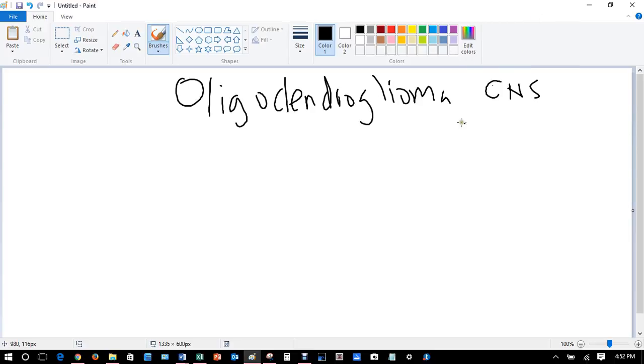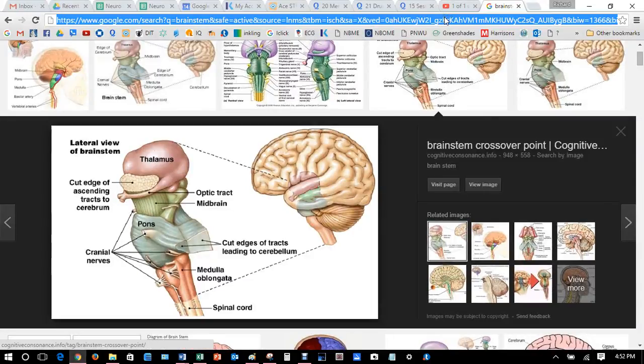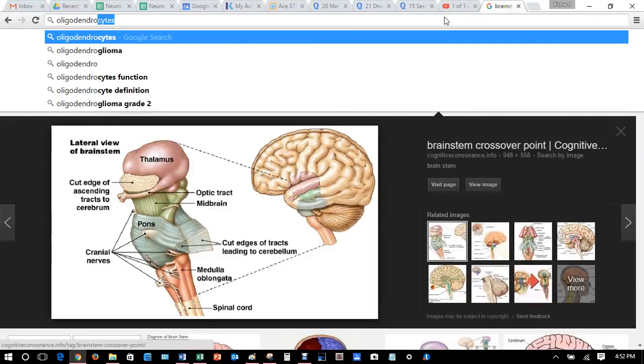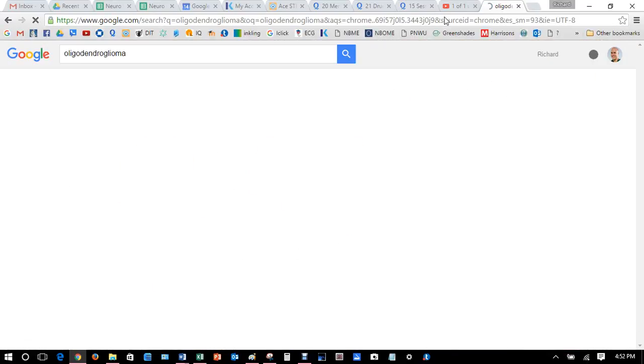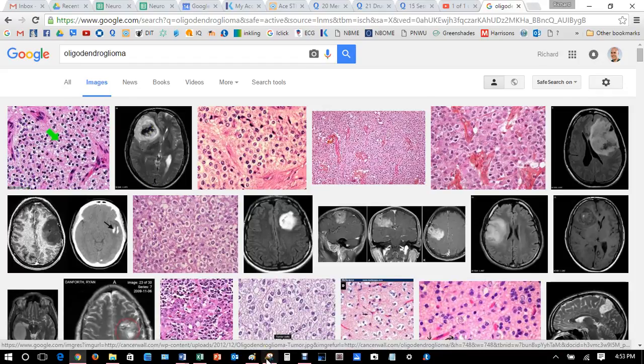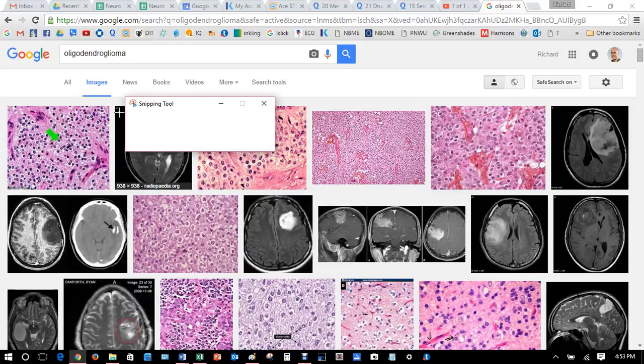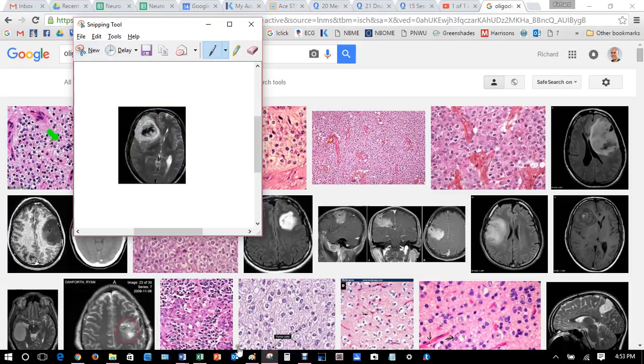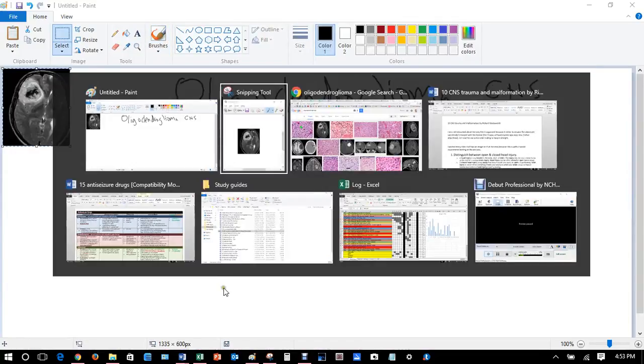capillary pattern. Let's go ahead and look at one. Oligodendroglioma, see what they look like. There's a good picture. There it is in the frontal lobe, just like they mentioned. So I'll snag that picture. That's a good one. And they also mentioned that they are.